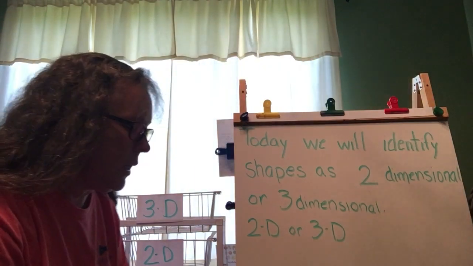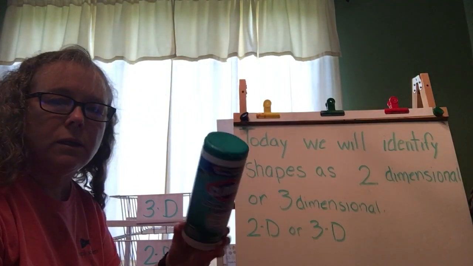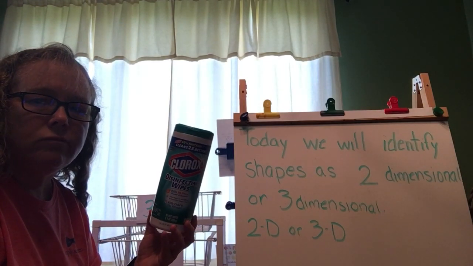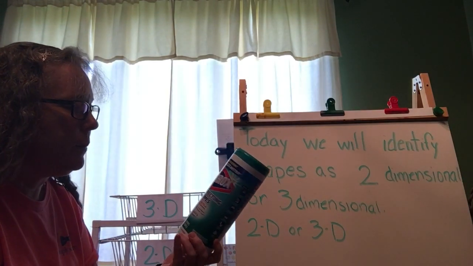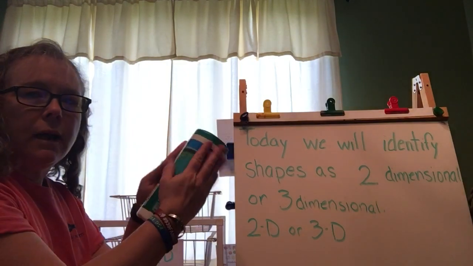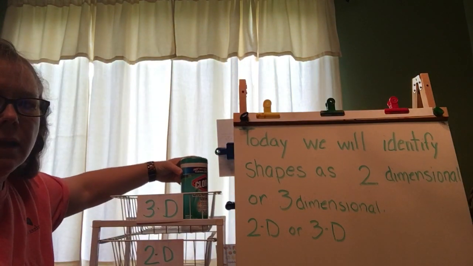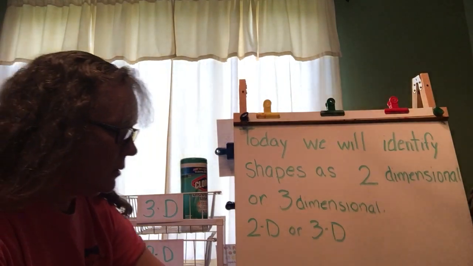Let's first look at this Clorox container. Do we think it's flat? Probably not. Nope, it's not flat. I can put my hands around it. It's nice and solid. So I'm going to put it up here in the 3D section.